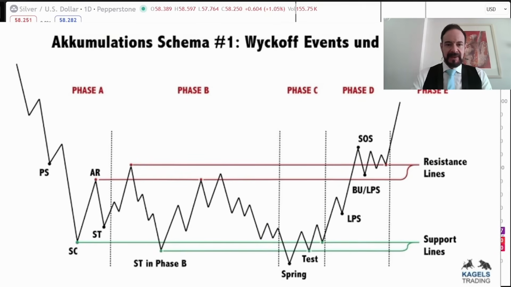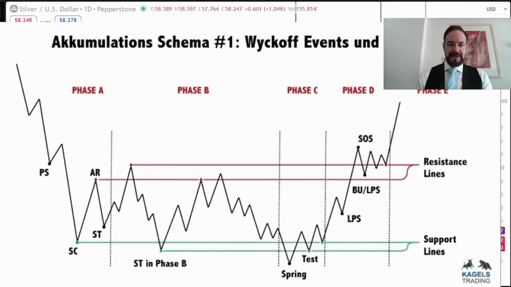So the SC, the AR, then the ST in phase B, which is actually lower than the SC, fake signal, then the rally that actually does not make a new high. So it's lower than the AR. Fake signal telling the market, no, there's nothing happening in silver. It's dead. I should sell my silver or my stocks or my FX, wherever this pattern is developing. And then obviously the ultimate fake out of all fake outs, the undercut below the ST in phase B that leads to the spring.